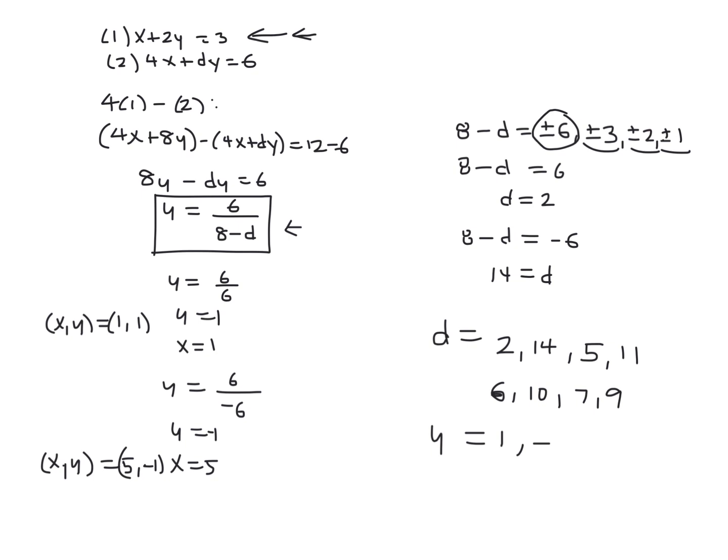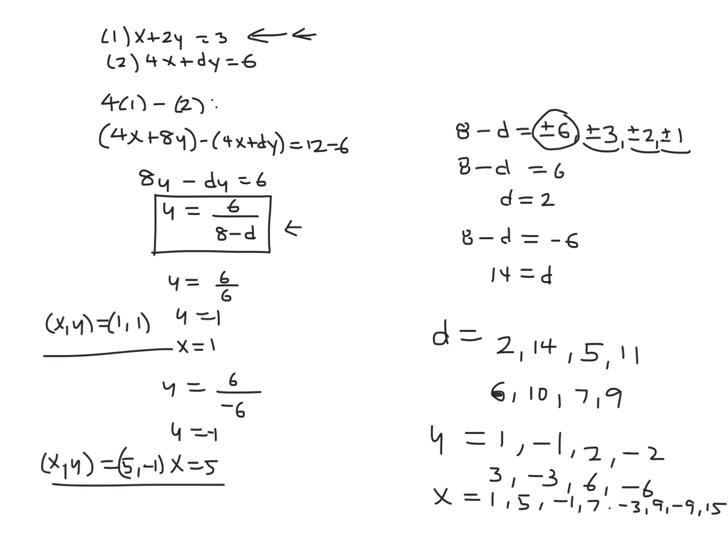But then you're also going to get a 2, a negative 2, a 3, a negative 3, a 6, and a negative 6. And then the corresponding values for x would be 1, 5, which I just showed. But then you're also going to get negative 1, 7, negative 3, 9, negative 9, and 15. And then, of course, you just write them out like I did in terms of ordered pairs.